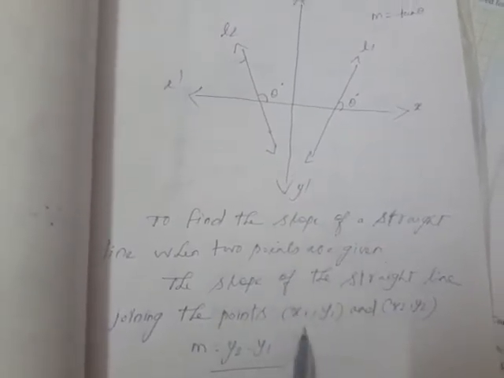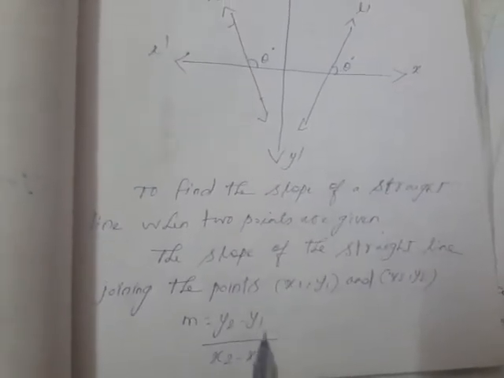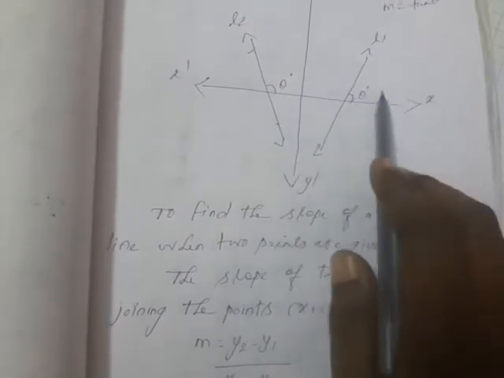How are we going to find the slope? The slope of the straight line joining the points x1, y1 and x2, y2 is m equals y2 minus y1 by x2 minus x1. This is the formula. If only theta is given, you have to use theta: m equals tan theta is the formula. If two points are given, we have to find m equals y2 minus y1 by x2 minus x1.